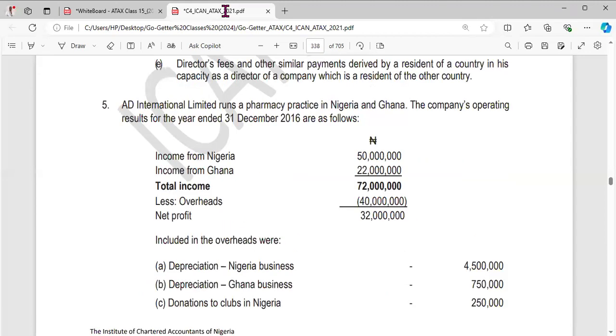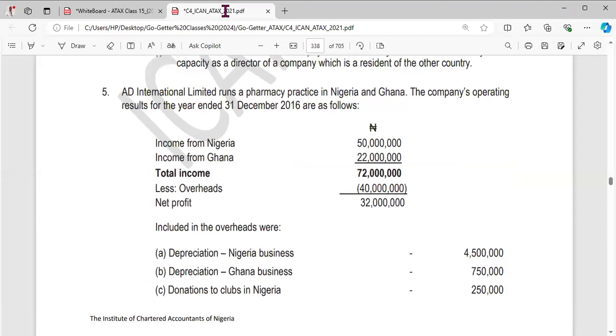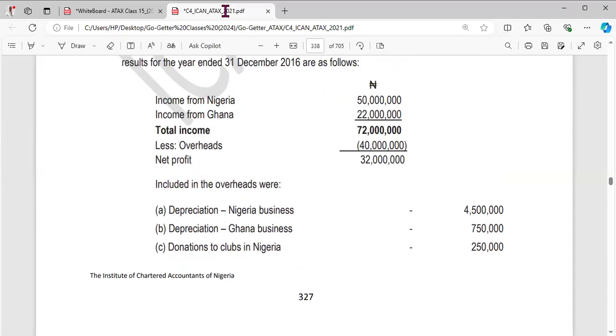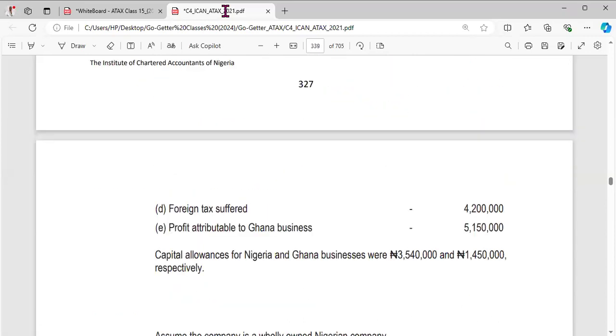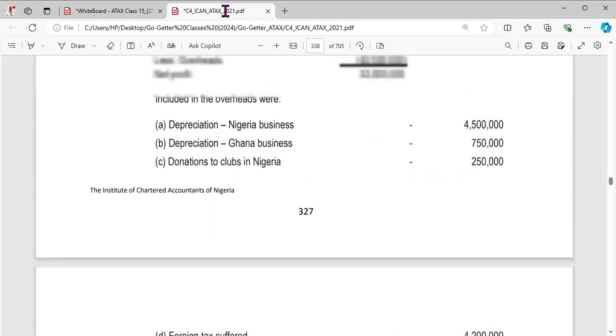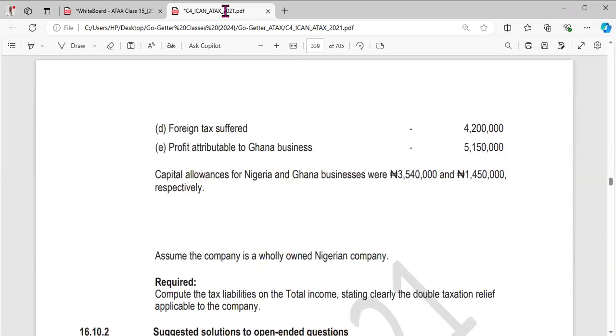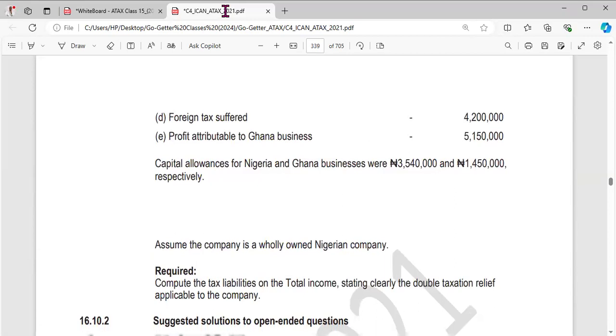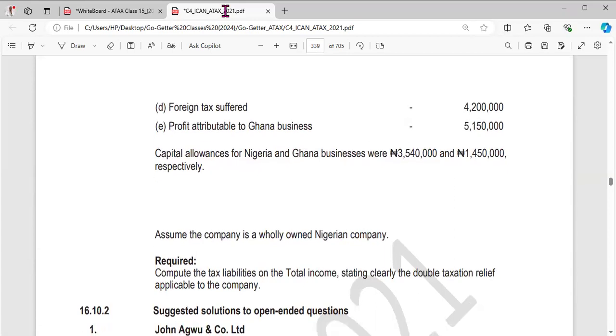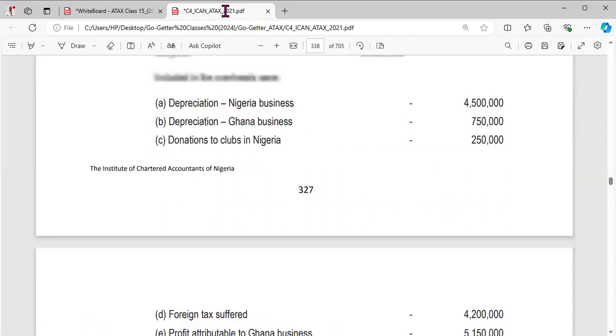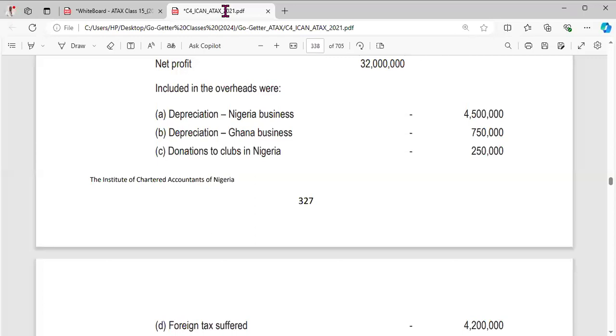And look at the other example we wanted to do here. AD Nigeria Limited runs a pharmacy in Ghana and in Nigeria. It's a wholly Nigerian company, they must state it. Assume that is one of the assumptions. Now, capital allowances for Nigeria and Ghana were given to us here, so we don't need to use depreciation to share it.